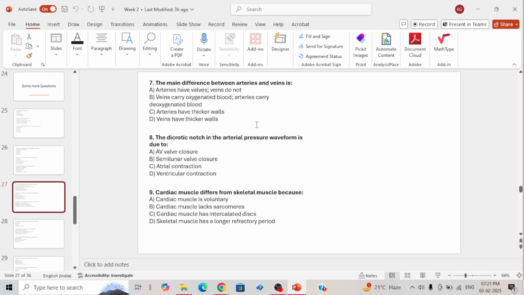Okay. So the next question is, again, everyone will write the answer in the chat box. No one will speak it loud. Let everyone participate. So the dicrotic notch in the arterial pressure waveform is due to what? We have four options: AV valve closure, semilunar valve closure, atrial contraction, and ventricular contraction. Tell me the answer.